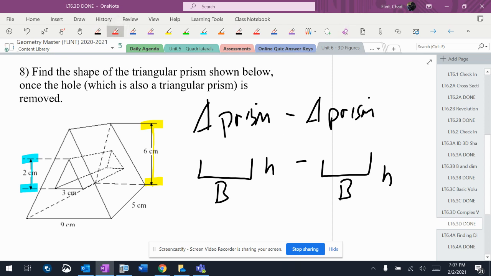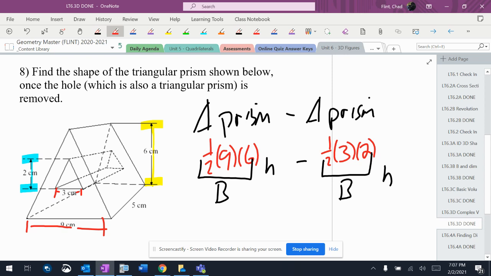That is the height of the triangle, which is the base. So the height of the triangle of the big prism is 6, and the height of the triangle of the little prism is 2. The base of the big prism triangle is 9, and the base of the little triangle of the prism is 3.